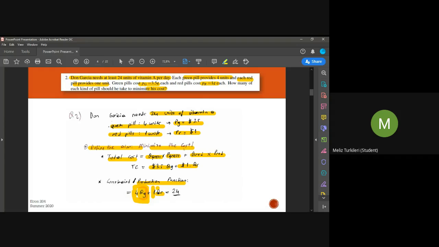And what I need for these questions, I know that Don Garcia needs 24 units of vitamin A. So we have a restricted level for the production function, and it should be equal to 24. Okay? So this is just a summary of the question. I'm going to use the same tool for every question, so we are going to solve the problem more easily.